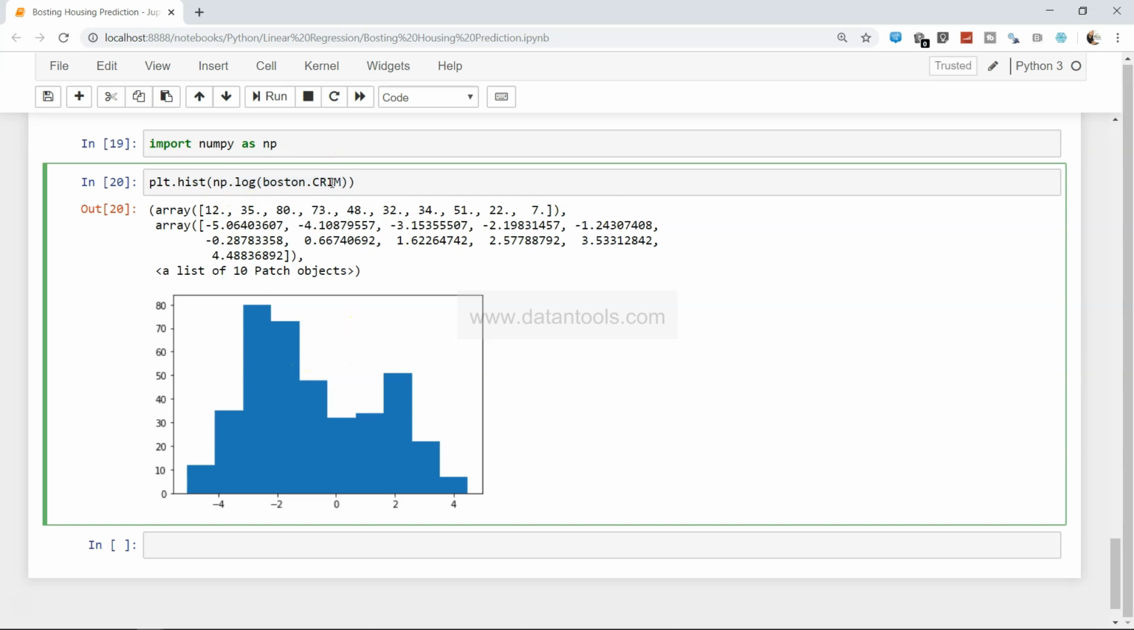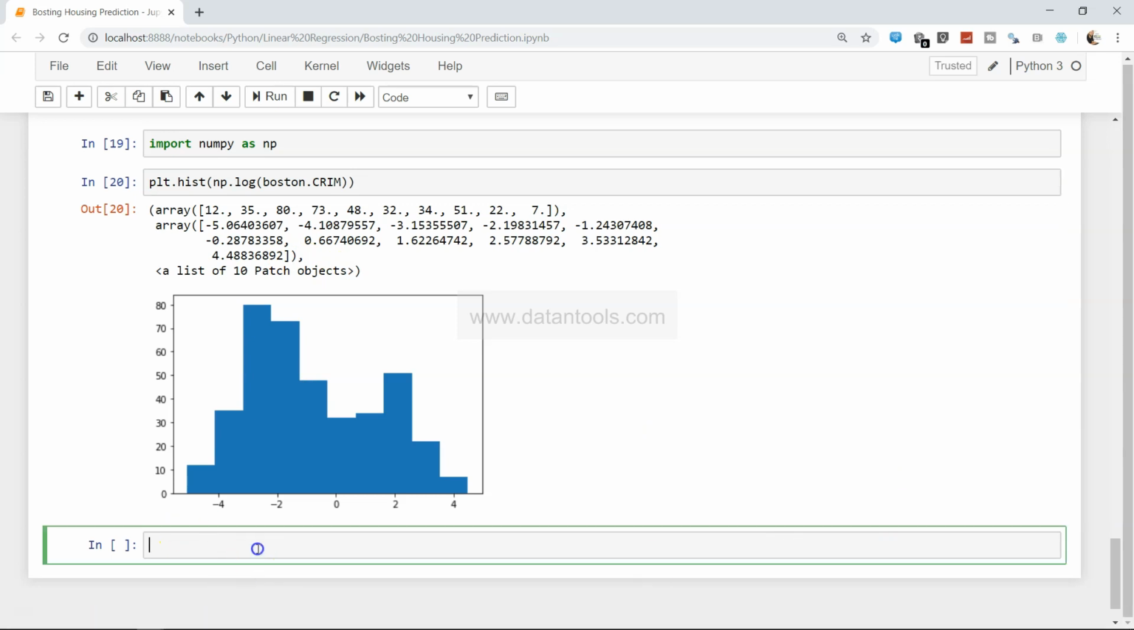So log does nothing but normalize your data points whenever it has some exponential decay or values which are extremely high, and it tries to normalize that so that you can see whether it really follows the normal distribution or not. So in this case it clearly reflects that it is following a normal distribution.